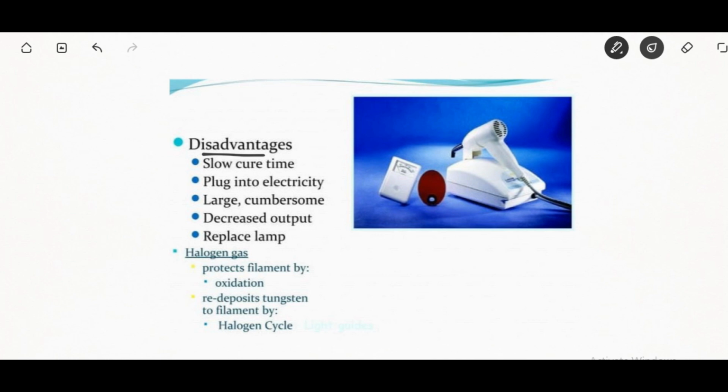So what are the disadvantages of this method? The bulb life is limited, that is 100 hours. The intensity of the bulb decreases with time. It is a time consuming process.